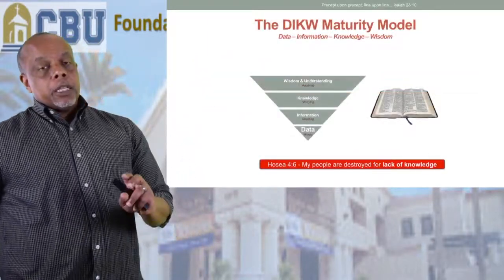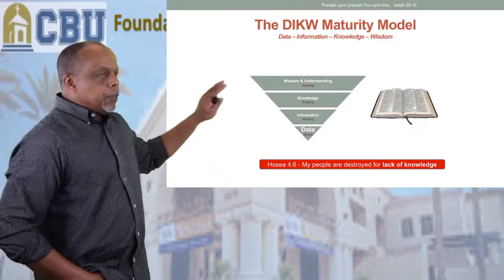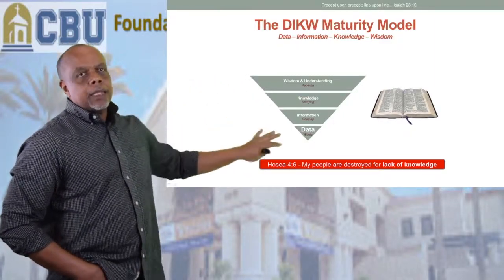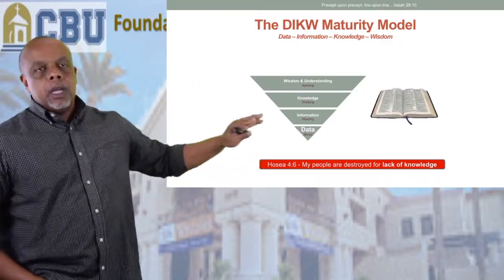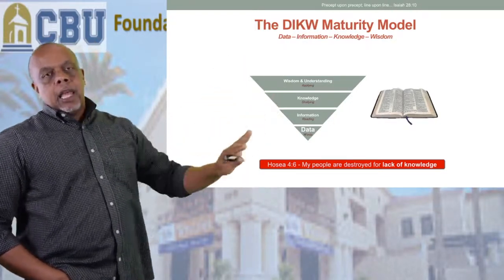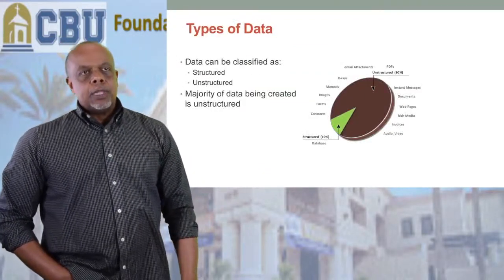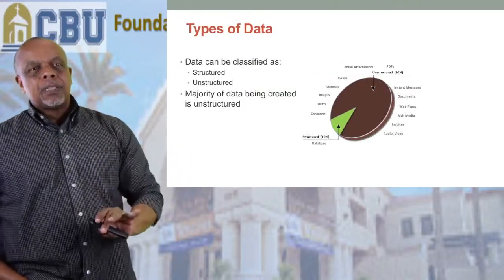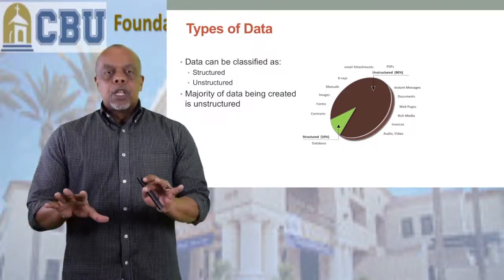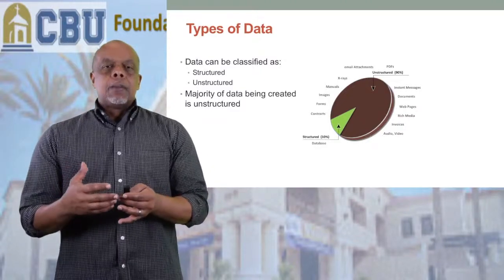Now, picking up from last week, if you remember, I talked about the DIKW maturity model: data, information, knowledge, wisdom, and understanding. We're just going to pick it up from there, but now we're going to get more into data. We also talked about types of data, structured and unstructured. If you remember the differences between the two, I gave you the example of YouTube.